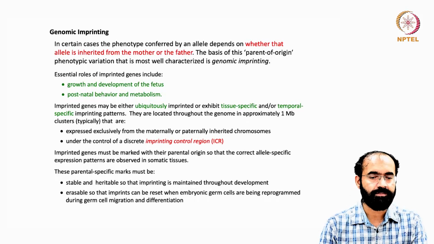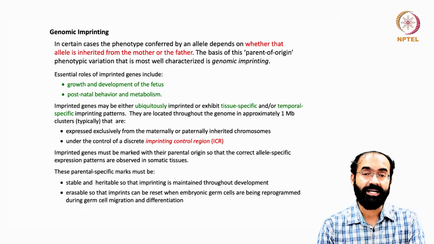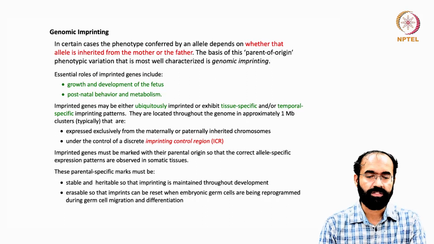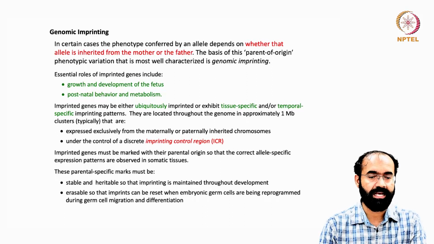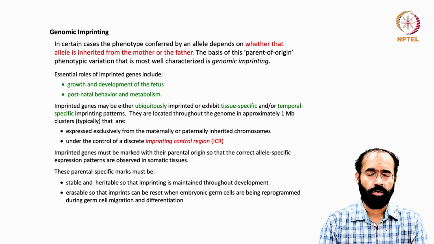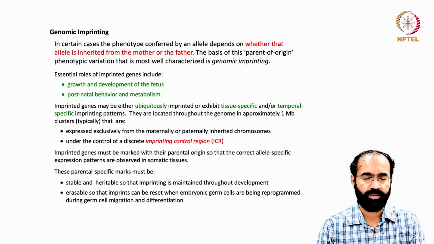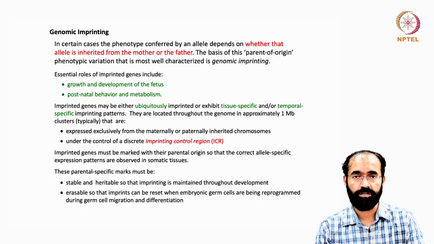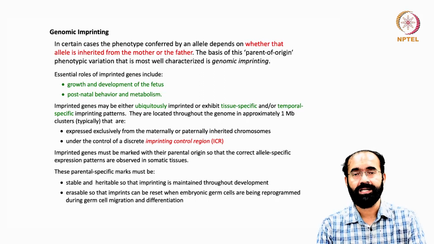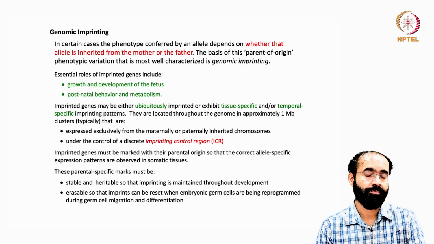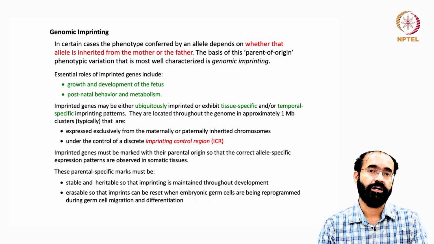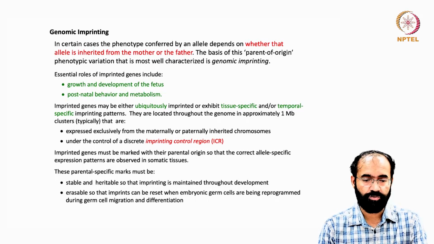So imprinted genes must be marked with their parental origin, so that the correct allele-specific expression patterns are observed in all the cells originating from that particular zygote, or the initial cell, onwards. So the parental origin has to be followed right from the beginning until all the different tissues are formed from this single cell to start with.